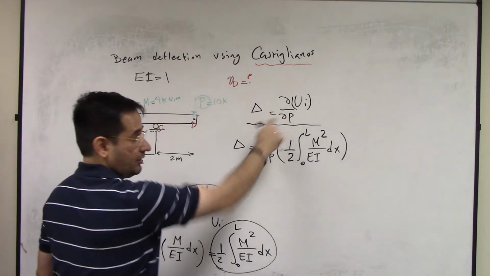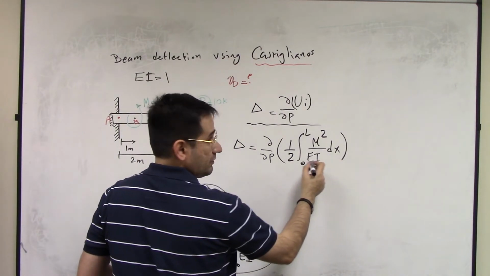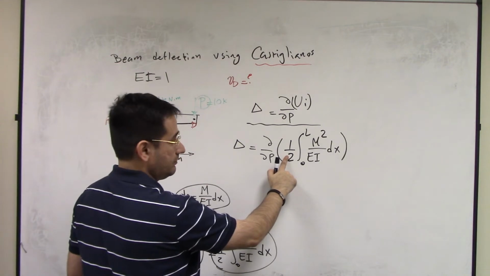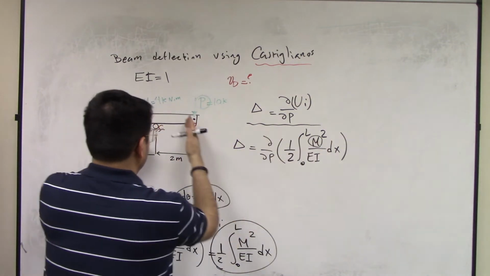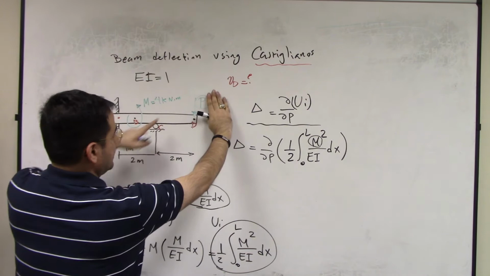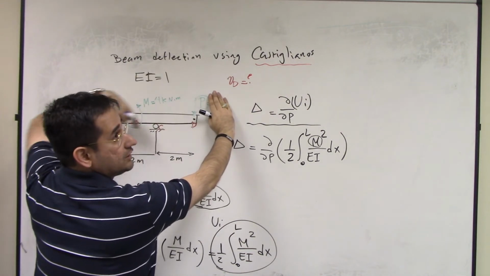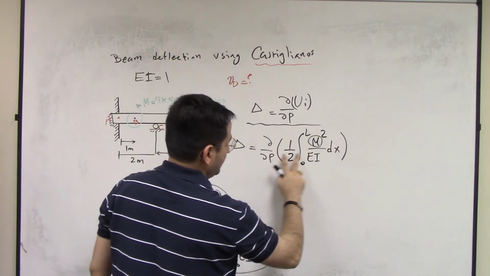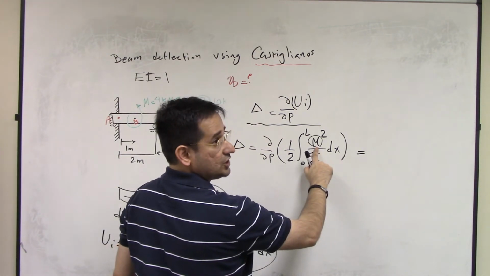So that's it, right? But look, here, EI is not a function of P. 1 over 2 is not a function of P. EI is not a function of P. But the moment is a function of x and also a function of P. If this is P, the moment everywhere in this cross section is also a function of that load. So if I take this derivative inside this integral, then I should take the derivative of this using the chain rule.